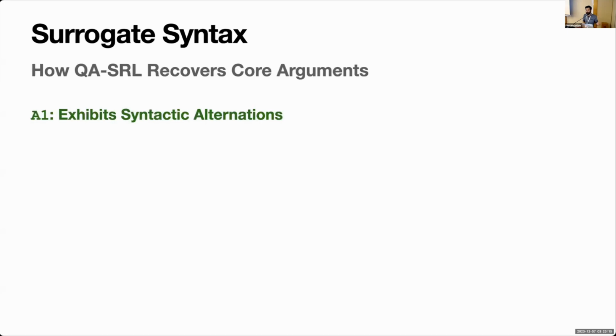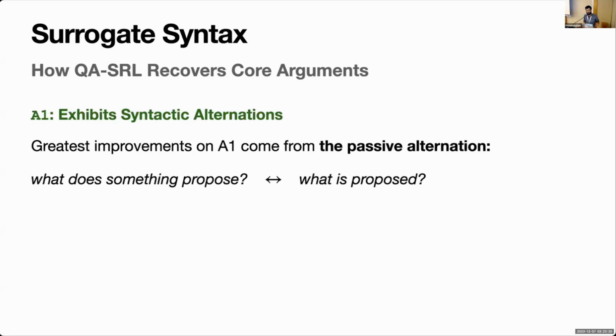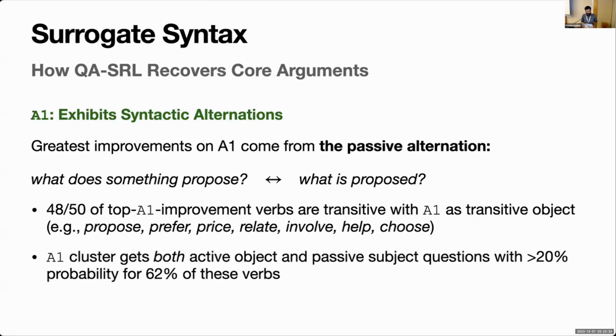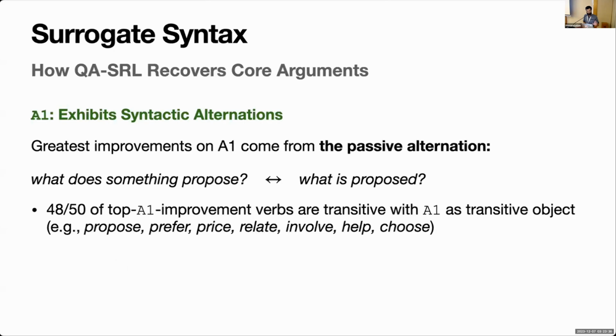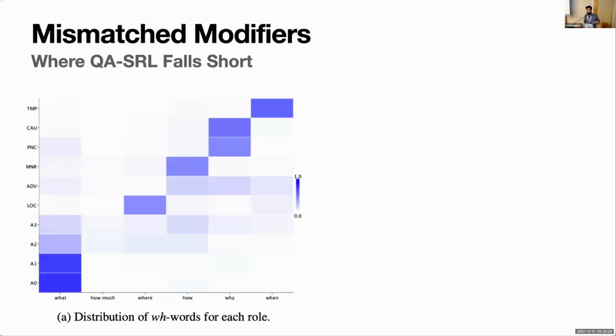So if we look at arg1, which are often transitive objects, the improvements that we got over the baseline come largely from the passive alternation. So if I say what does something propose and what is proposed, these correspond to the same thing. And if we look at the verbs that had their arg1 improve a lot, basically all of them have arg1 as a transitive object. So the main point here, the big picture, is that QA-SRL does a good job of eliminating the variables that don't matter and incorporating the variables that do with respect to this underlying phenomenon of semantic roles. And this is what we want to look for when scoping tasks that can teach us something about those underlying phenomena. But it didn't do everything well.